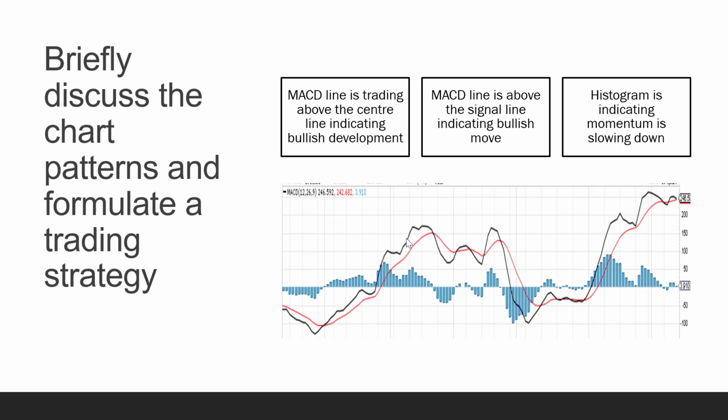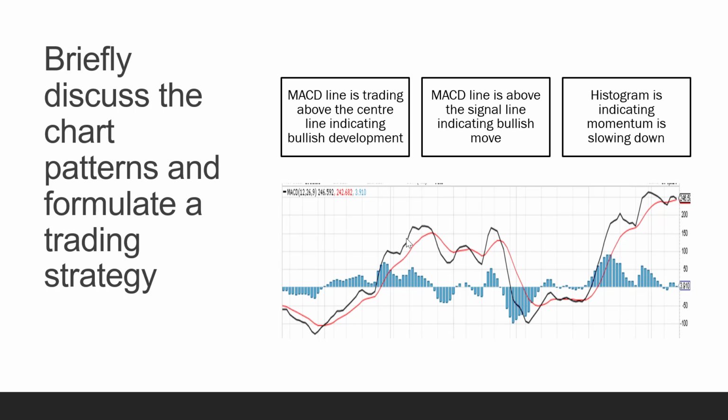Now the red line is the 9-day moving average of the MACD itself. So I'll just repeat that. The black line is the MACD line, which is the difference between the 26-day moving average and the 12-day moving average. It is plotted separately on a chart. Now the red line is basically the moving average of the MACD line itself. So the red line is called the slow line, and the MACD is the faster line.